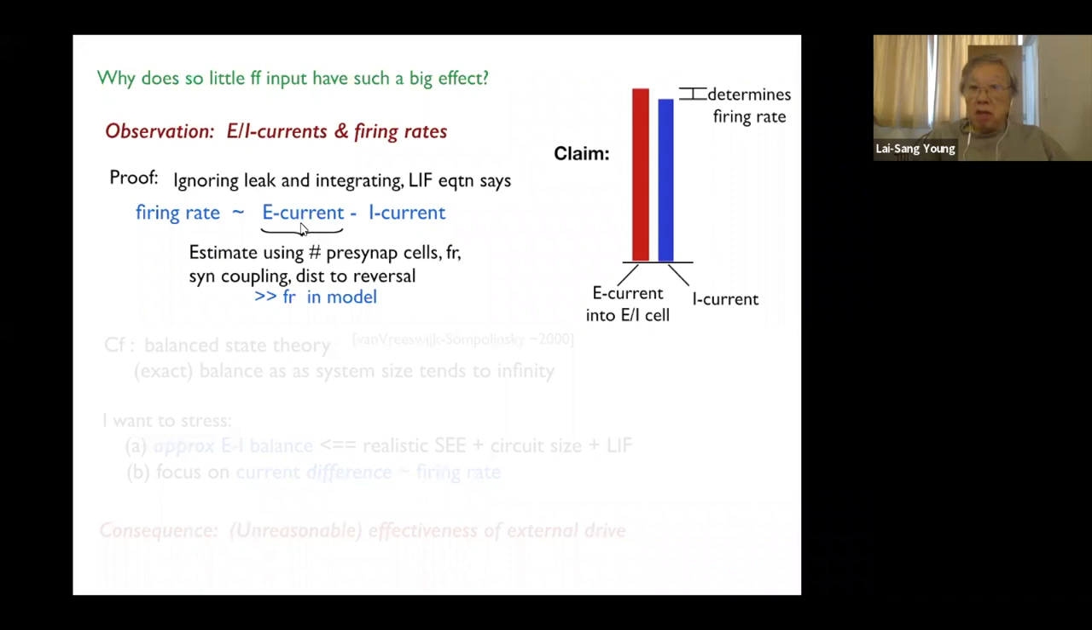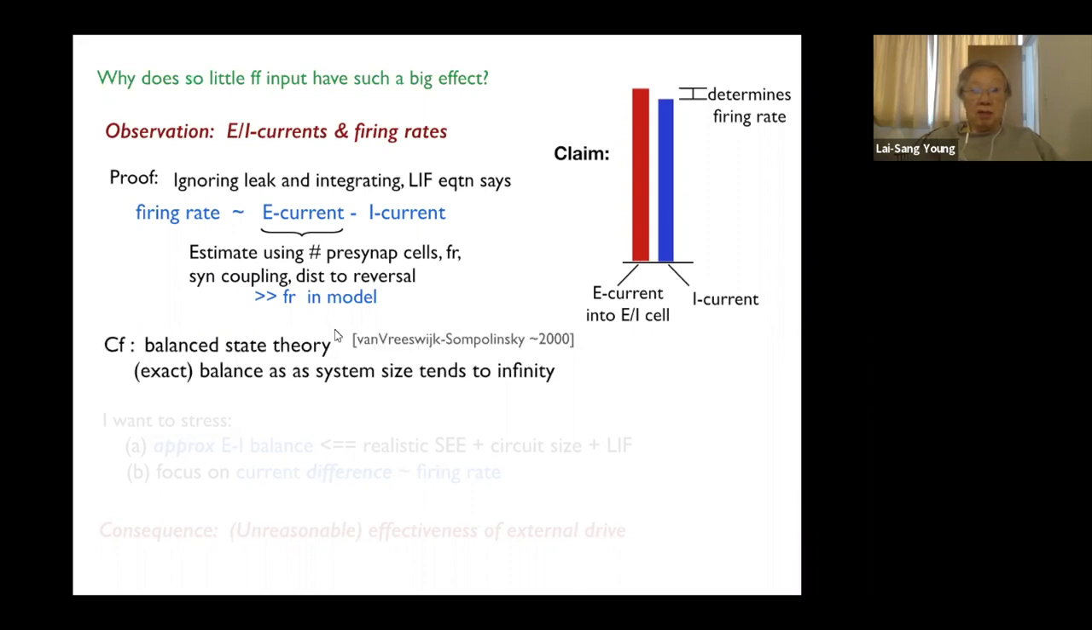Now, you can estimate the E current too. Let's say this is an E cell. You can estimate the E current as well by looking at the number of presynaptic cells, the firing rate of each cell, assumed to be the same, the coupling weight, and the distance to the reversal potential that you're pushing it towards, and so on. It's very easy to see that in a reasonable model, if anything is anywhere close to being physiologically reasonable, this number here is a lot bigger than that number, okay? So if this number is a difference of two numbers, one of which is a lot bigger than it, these two must be extremely close. And this is proof of this picture that I have, okay?